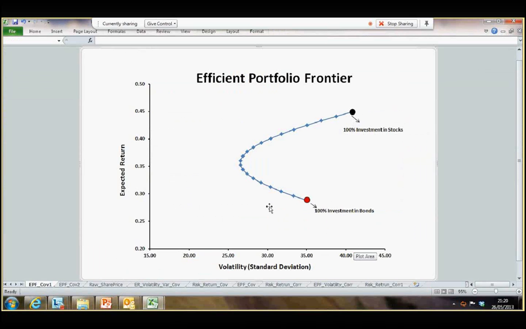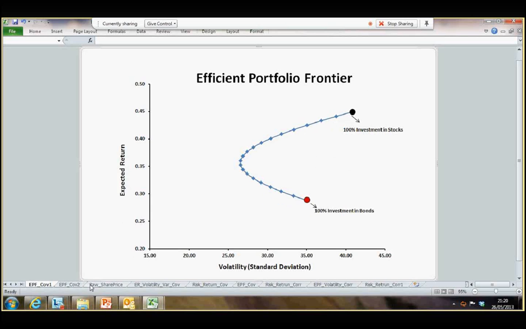But if we make a portfolio of the bond and the stocks, then you are somewhere here. Then what will happen when you are on this line, not at the extreme points?